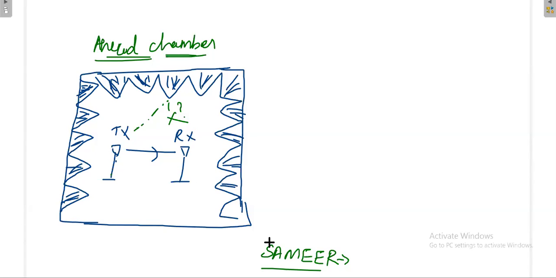See, whatever equipment that you are making, electronic equipment, that will be tested by them and that will be certified by them. If you have seen some of the equipment, you might have seen some symbol like this.